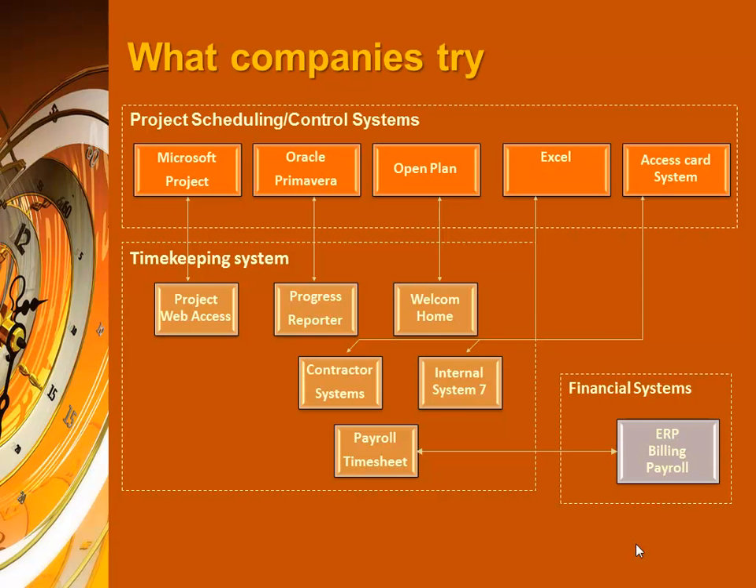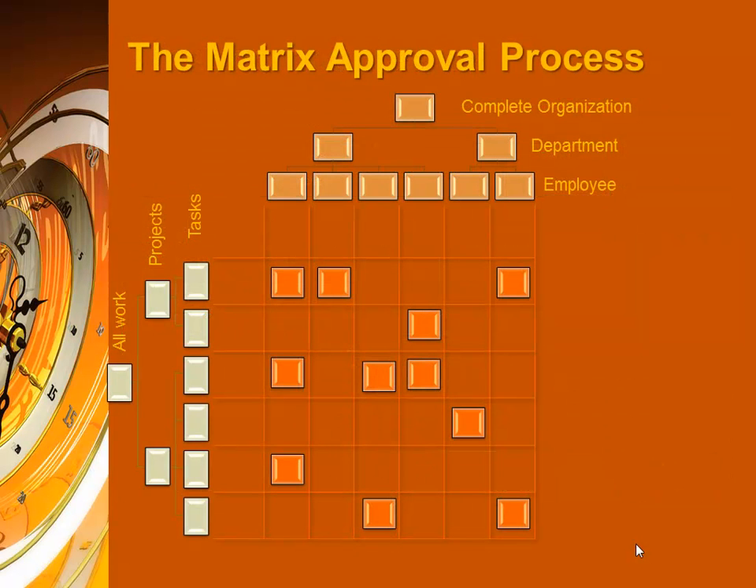Obviously, this is ineffective, not just in the amount of time being spent populating something that should be quite simple, but in reconciling all these systems at the end of the day to say, well, why doesn't the data balance from these different systems? We can do this with Time Control because we've created something called the matrix approval process.